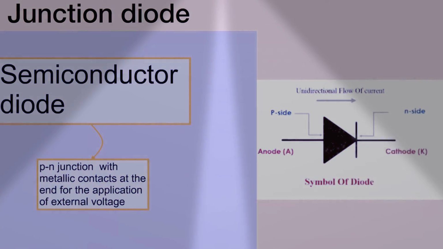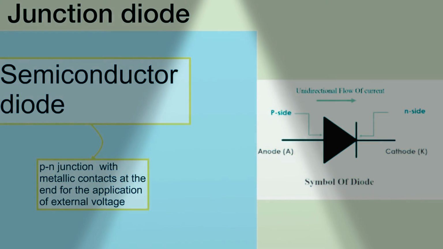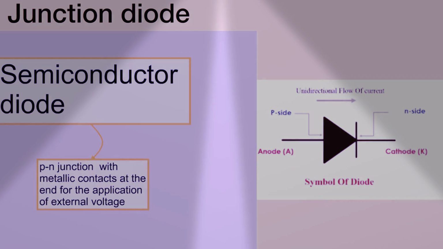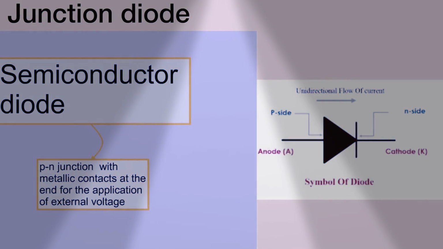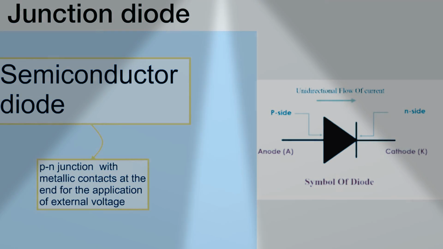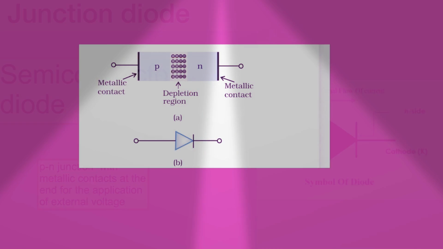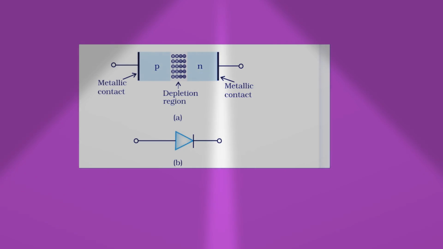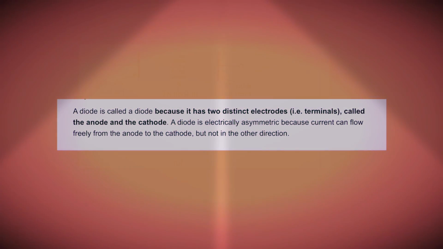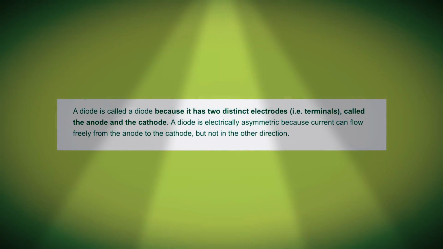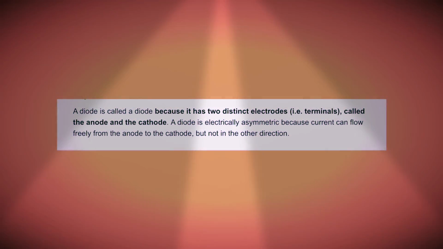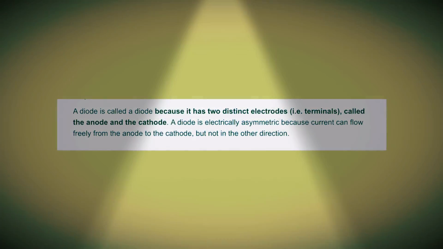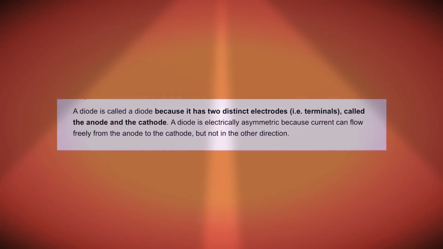Junction diode is a very useful semiconductor diode in which PN junction is attached with metallic contact at the end to apply external voltage. And here is the symbol of diode. So this is the symbol of PN junction diode without bias. The device has two terminals, anode and cathode. Therefore, it is called diode, and it is electrically asymmetric. Why? Because current can flow freely from anode to cathode but not in the other direction.